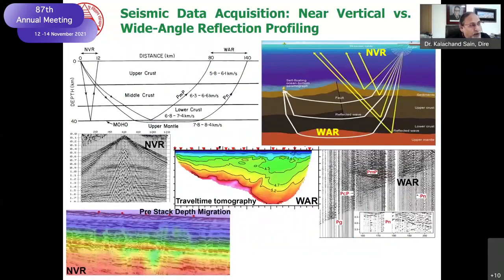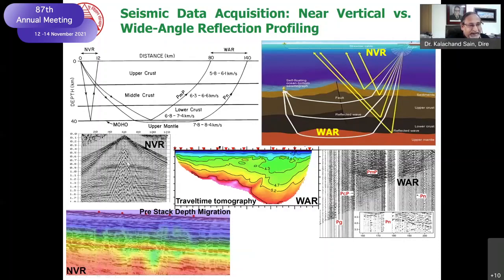Three basic steps are involved: data acquisition, data processing, data interpretation. I am showing through this slide that when we acquire seismic data, we adopt two important approaches. One is near vertical reflection profiling, where we shoot at this point O and record the data that comes from different subsurface depths by reflection, refraction, diffraction, and record at the surface with an instrument called a seismometer. When we record the data at the near vertical range, that type of data is called near vertical reflection data. I am showing some examples in the bottom panel here, near vertical.